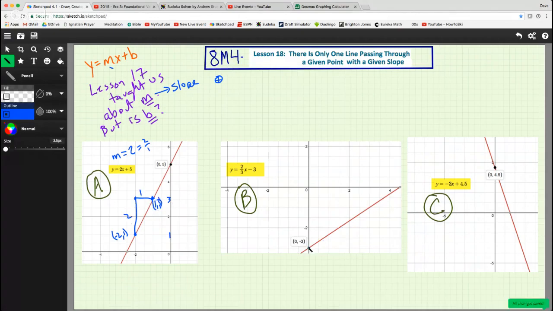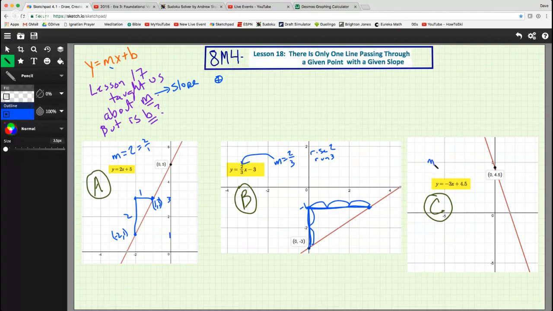Similarly, here, if we go up 2, this is -3, this is -1. Right here, our slope, m, is 2/3. So we rise 2 and we run 3. So we go up 2, 1, 2, and we go over 3, 1, 2, 3, and we get to our other point here. So that's a positive slope of 2/3, and so we can see here that 2/3 is indeed our slope.